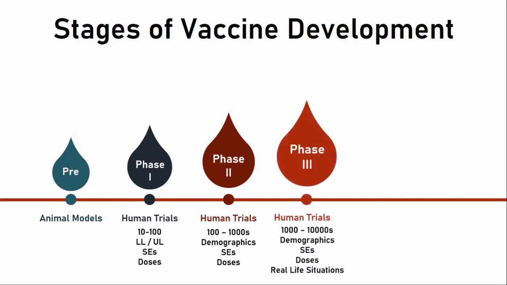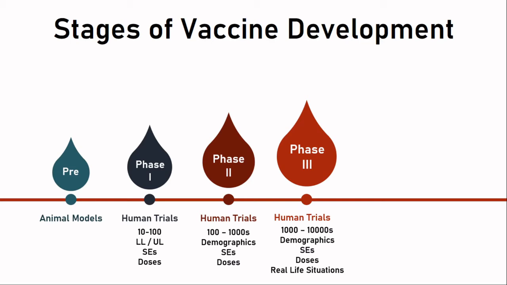And the third phase of human trials will consider tens of thousands of people. It could be 10,000, 20,000, 30,000, a maximum of 60,000 I have come across in the reports. So again, the same demographics we have to recheck, and again we have to monitor the side effects, and we also have to talk about the actual doses that need to be given.